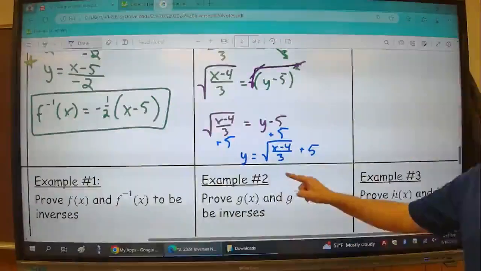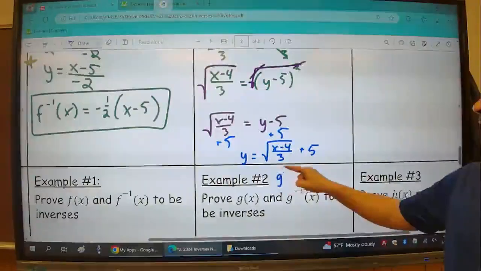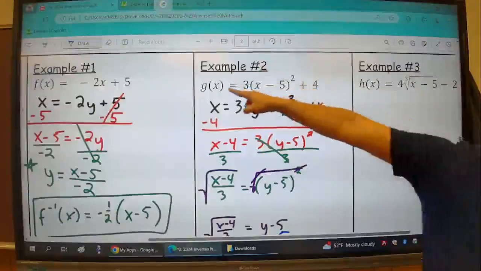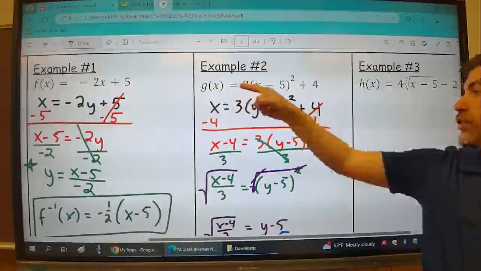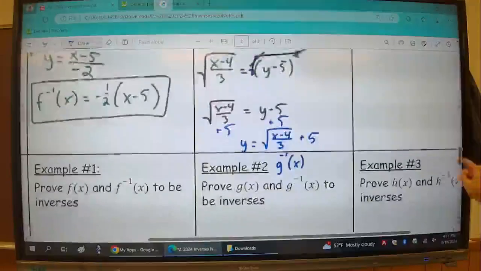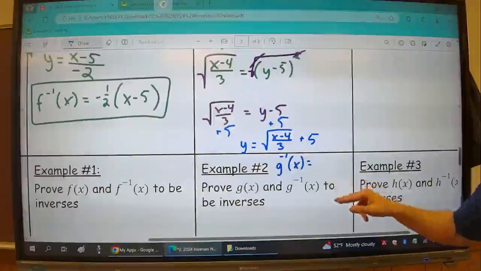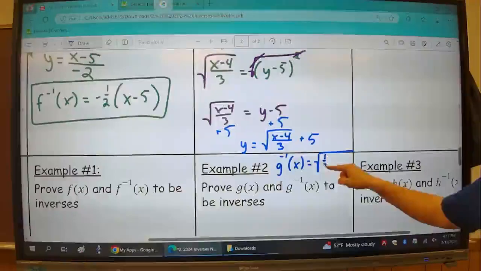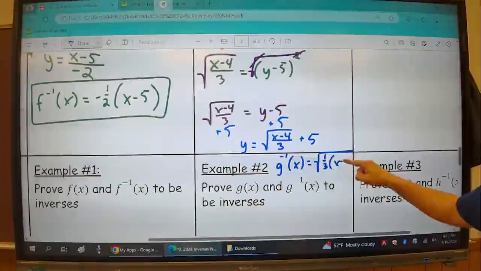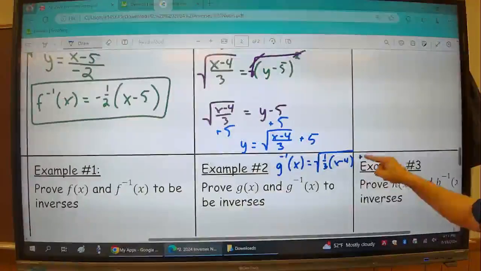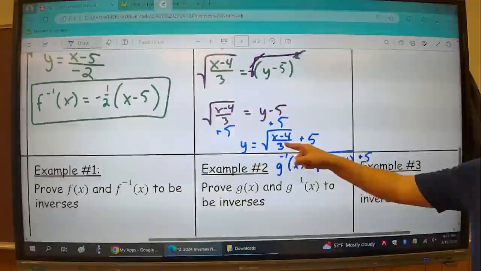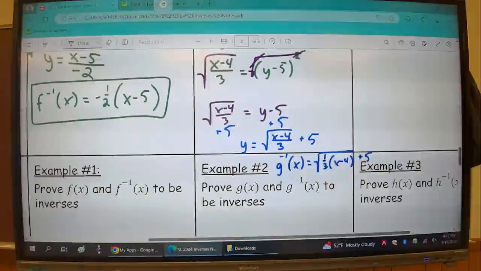All right, now it is g inverse of x, because we started with a g function. Always link them. So that g of x now becomes the g inverse of x. And it is the square root of 1/3 times x minus 4, plus 5. I took that divide by 3 and made it times 1/3.